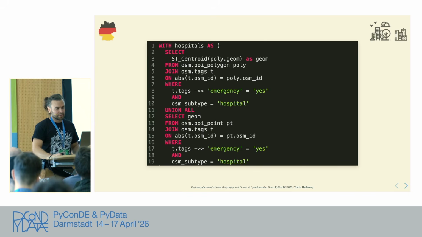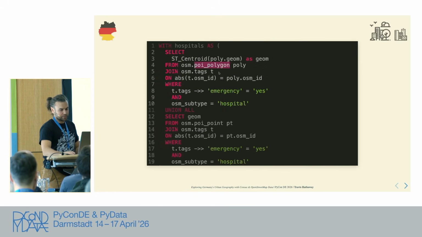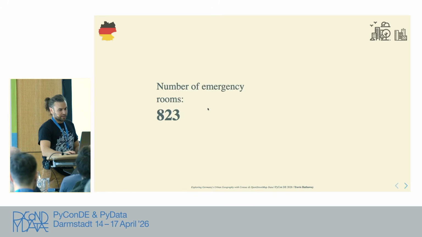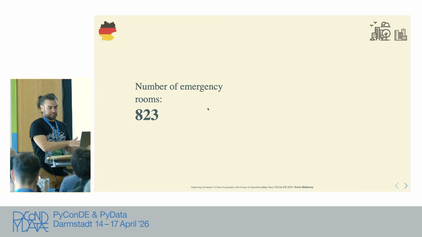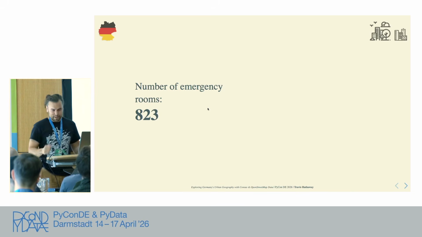So I was running this query, fairly similar to my previous one, to try to find all the hospitals in the OpenStreetMap dataset, using the tag emergency, yes, please, give me the emergency ones, and then also doing the same thing where I was doing the polygon table for POI, and then the point. And I got 823, and thought, okay, great, got all the hospitals, good. I can move on with my life.